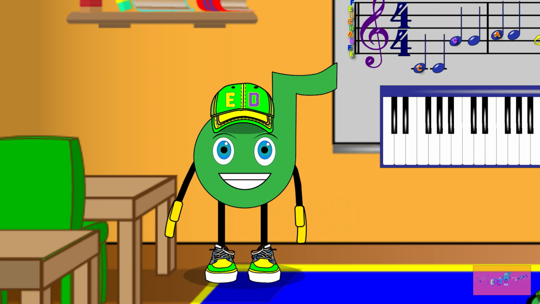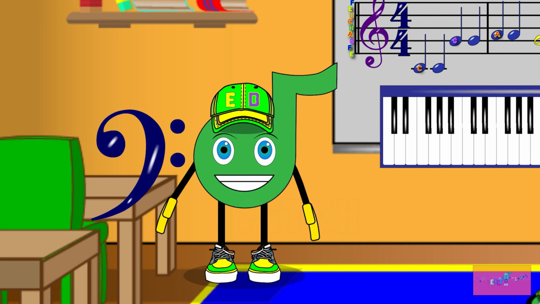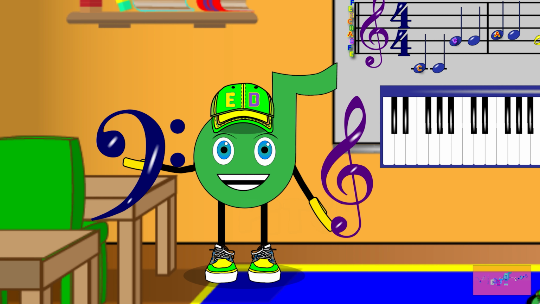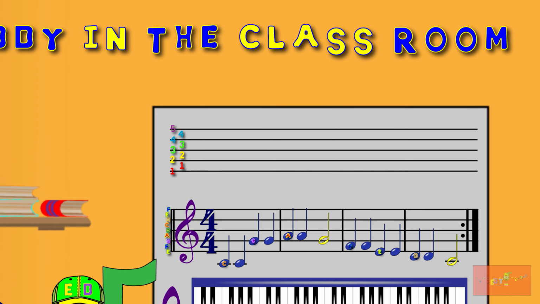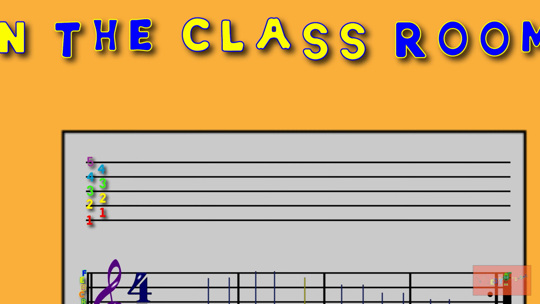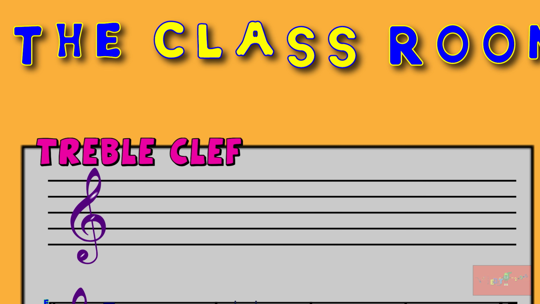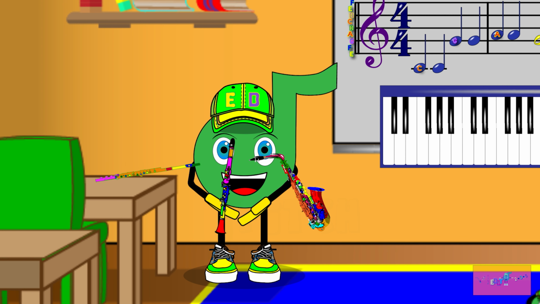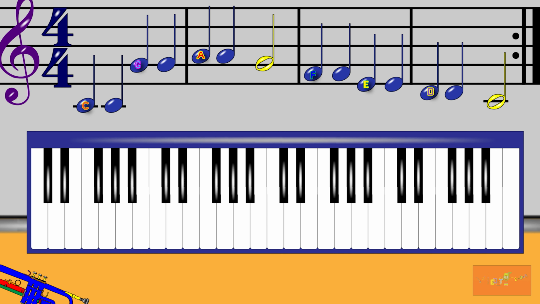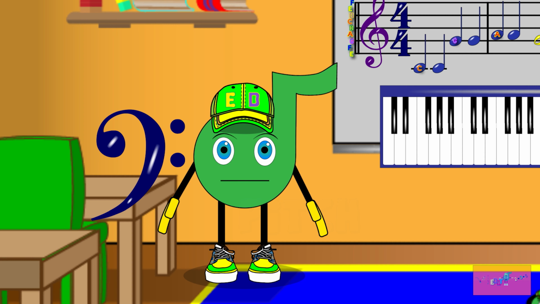The reason I showed you numbers is that we don't have a clef sign. Without a clef sign, there's no way of knowing what the pitch is. You see, a clef sign names the lines and spaces of the staff. I'm going to start with the treble clef. The treble clef names the lines and spaces of the staff for the higher-pitched instruments. Some of these instruments include the flute, clarinet, saxophone, and trumpet. The piano uses the treble clef, but it also uses the bass clef.